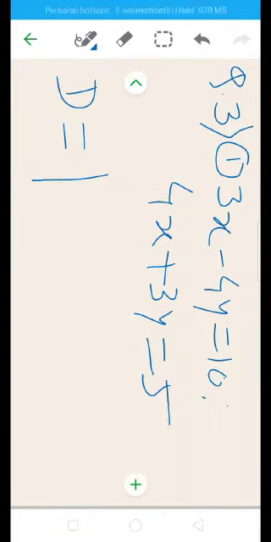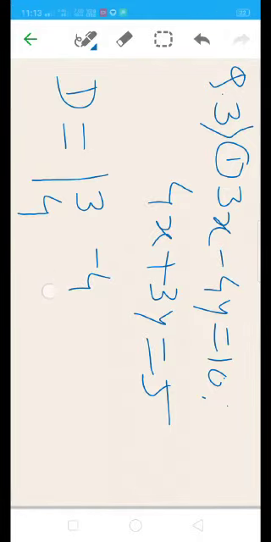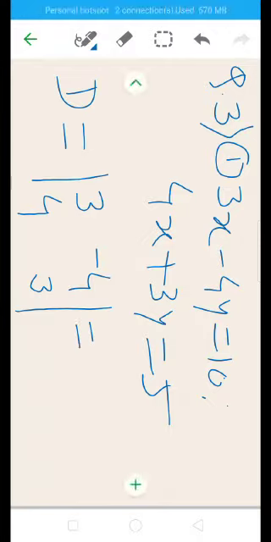What do we have to write in front of D? Write the coefficients of x. The coefficients of x are 3 and 4. In the first column we write the coefficients of x, and in the second column we write the coefficients of y. The coefficients of y are minus 4 and plus 3. There is no need to write the plus sign. In D, write the coefficients of x in the first column and the coefficients of y in the second column.